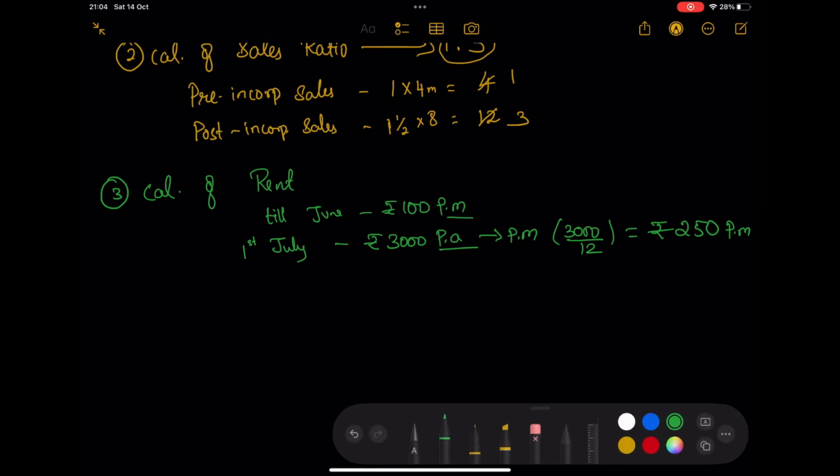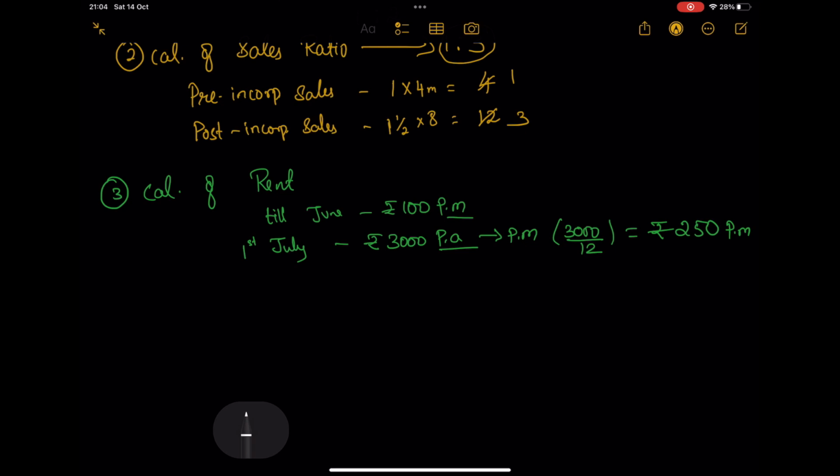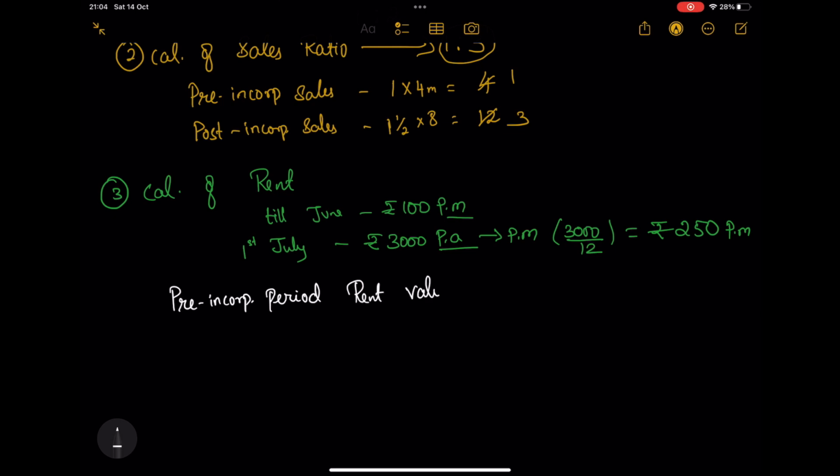So again, what we have to do now? Use different colors. So pre-incorporation period rent value. So Jan to April, which is till June I have paid 100, isn't it? So 4 months into 100, which is 400. Got it?